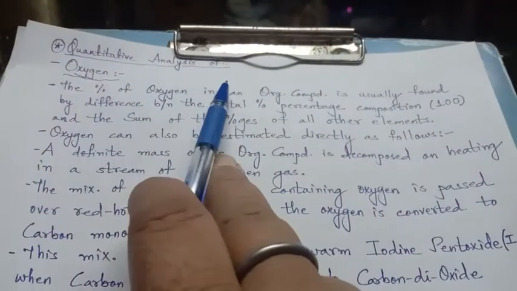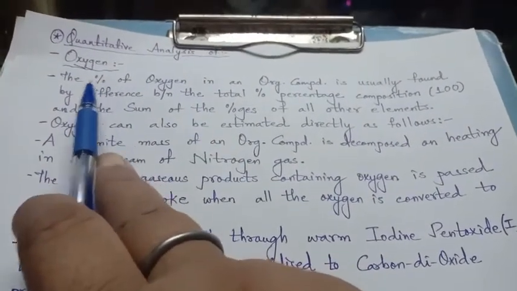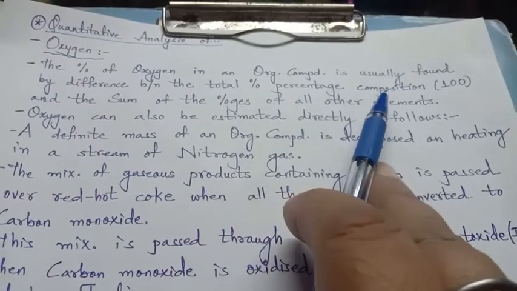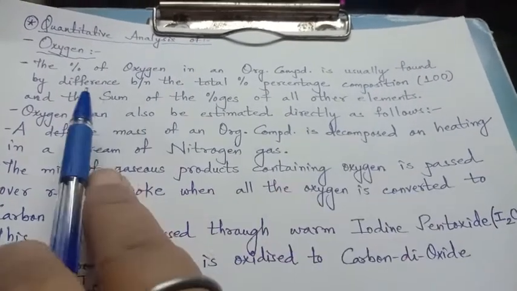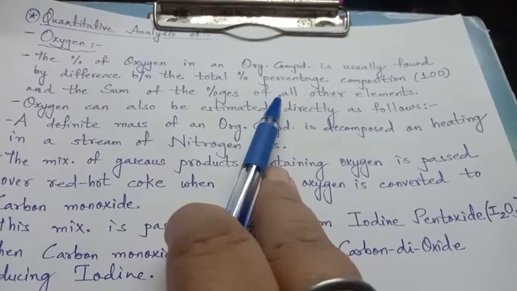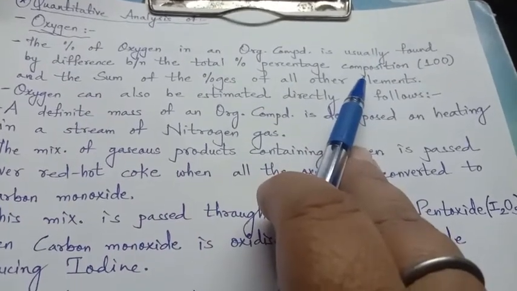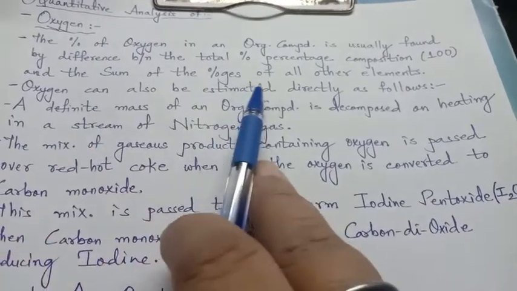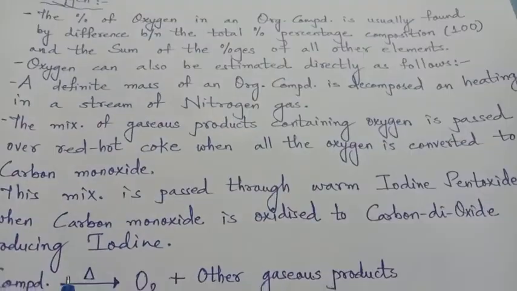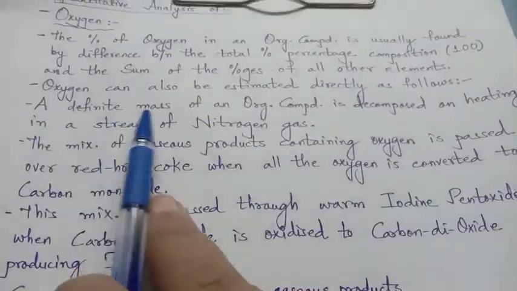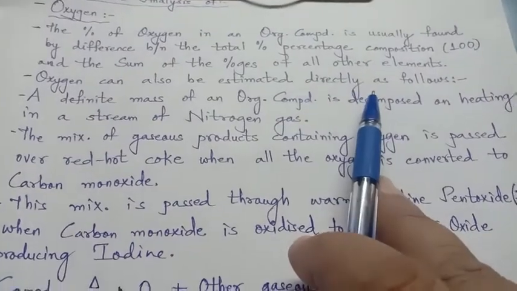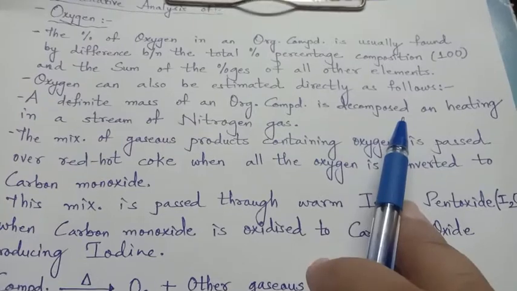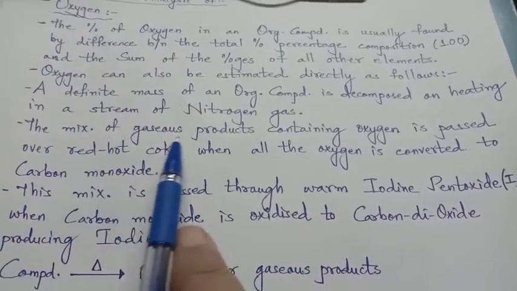Now let us see quantitative analysis of oxygen. The percentage of oxygen in an organic compound is usually found by difference between the total percentage composition on the basis of 100 and the sum of the percentages of all other elements. Oxygen can also be estimated directly as a definite mass of an organic compound is decomposed on heating in a stream of nitrogen gas.